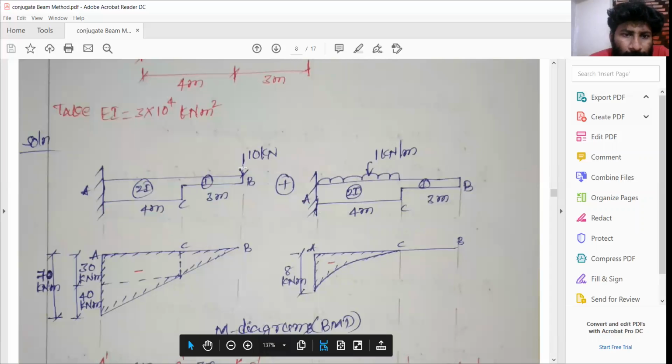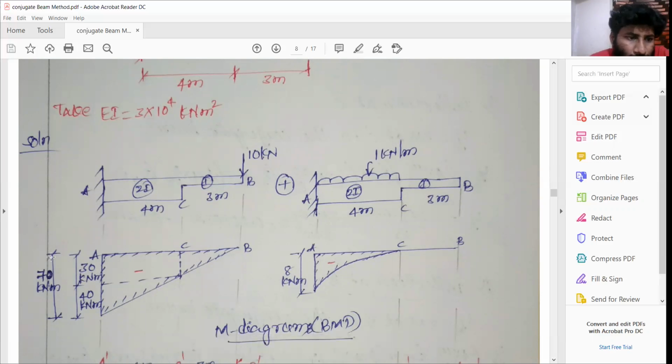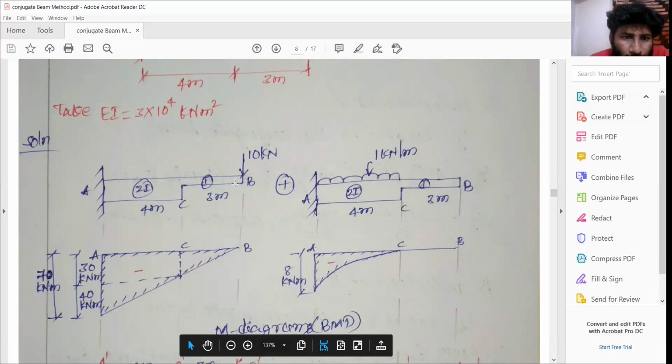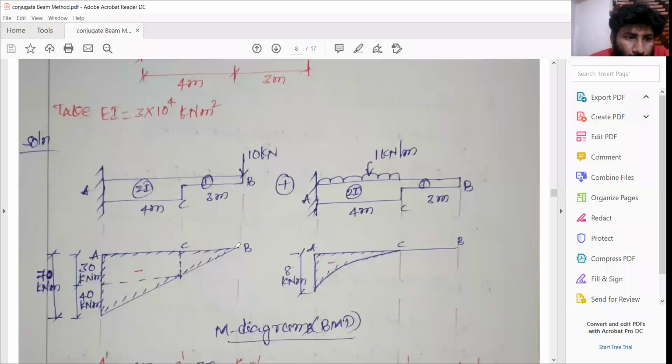Then we know that the point load is acting, and we know the bending moment diagram. So 10 into 7 meter is 70 kN meter. 10 into 3 is 30. You can take it from here to here. This is my linear variation because of the point load. So 10 into 3 is 30, 10 into 7 is 70, 70 minus 30 is 40. All of these are negative.